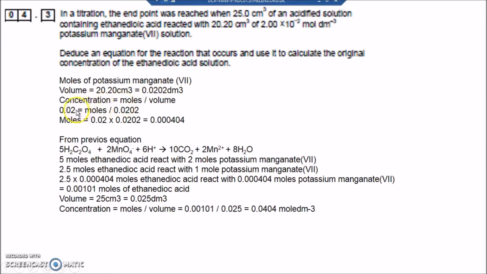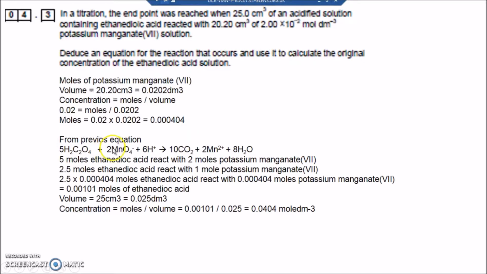Concentration equals moles divided by volume. Concentration equals 0.02 rather, 2 times 10 to the minus 2, moles divided by 0.0202, which is my volume. Moles are these two multiplied together, which equals 0.000404. I've got 0.000404 moles of potassium manganate 7. What am I going to do with that? I'm going to refer back to the previous equation.